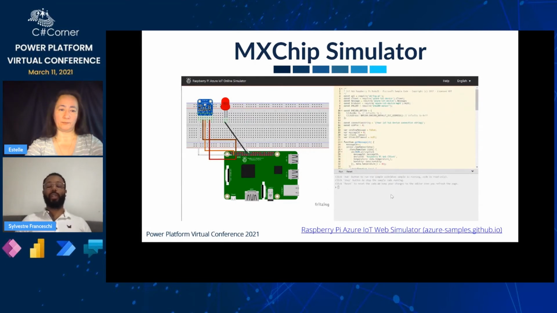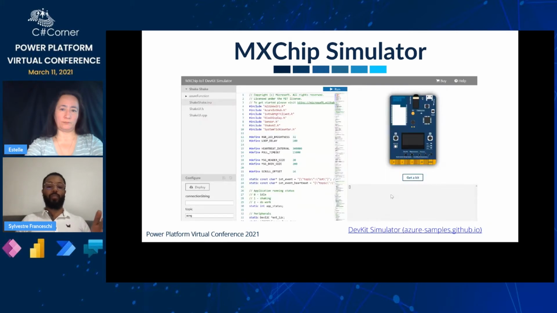Microsoft lets you create simulators like the MXChip Simulator to connect with Azure IoT Central or Azure IoT Hub, and you can switch the LED on or off on this interface, or take pressure, temperature or humidity measures with this interface. In it, you can write code in Python, or if you want, you can write code in C.